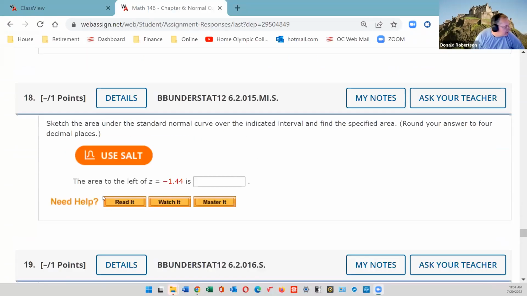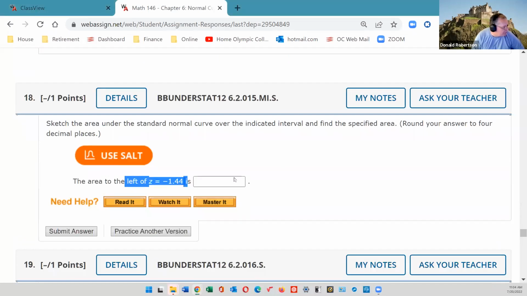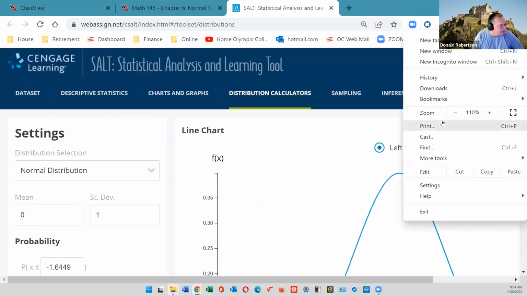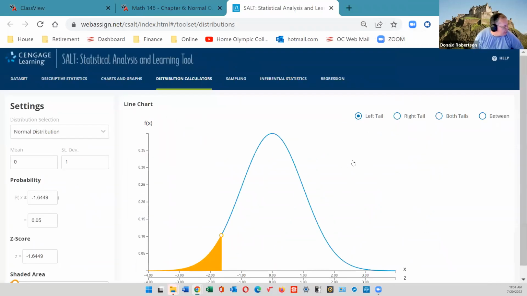Oh, they're all here. Right. What area is to the left of negative 1.44? So I'm going to hit the button. I'm going to have to shrink this up because you can't see everything. Now, can you all see it now? When you go, make sure this thing says normal distribution. It typically should, but make sure it does. Make sure this says 0 and make sure this says 1. If you've got all of those things, you can now find area to the left of a number. You can find area to the right of a number. You can even find the betweens and all sorts of things.